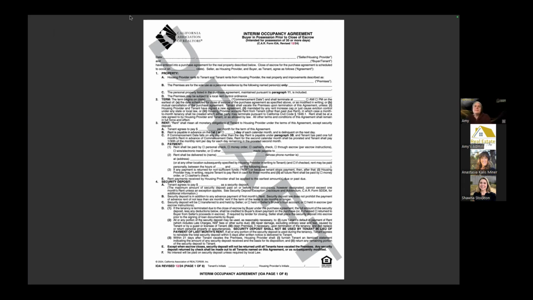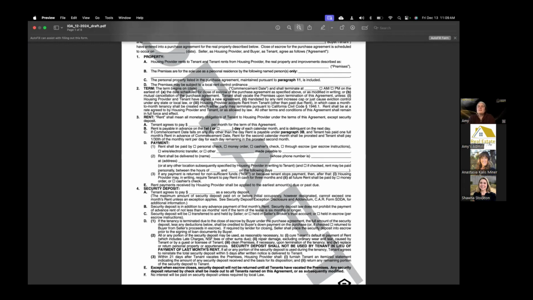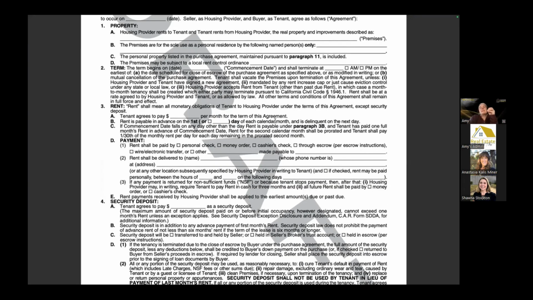We have our interim occupancy agreement. We don't see it very often. This would be used if the buyer is going to move into the property prior to the close of escrow. Again, not a great idea. In certain cases it might make sense, but for the most part, until that loan has funded and recorded, we don't want the buyer in that property because something happens last minute and they have to move out.